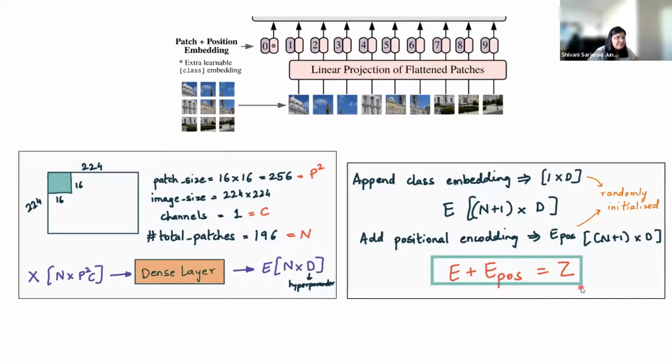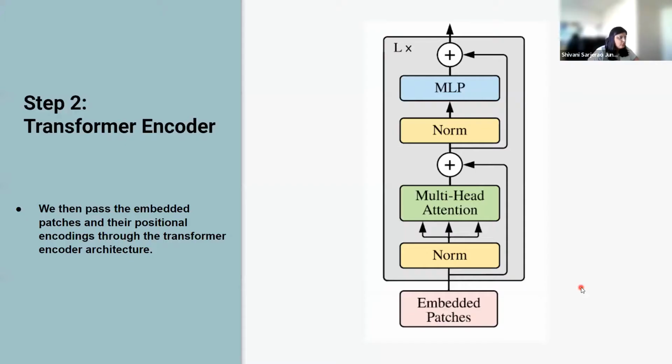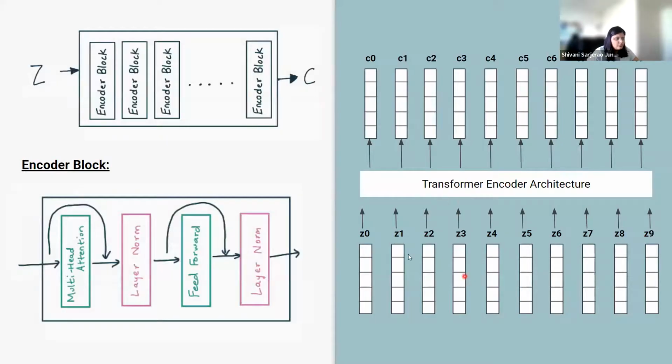So now once we have a vector Z, we pass that Z vector to the next step of a vision transformer architecture, which is nothing but a transformer encoder architecture. As you can see in the image, the transformer encoder architecture is exactly similar to the one that was discussed in the previous presentation in the Attention Is All You Need paper. So what happens in this step is that the Z vector that we got from the previous step is passed to the transformer encoder architecture to get a context vector, which is called C.